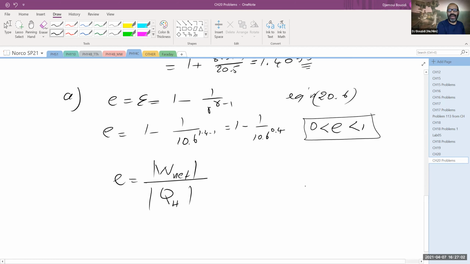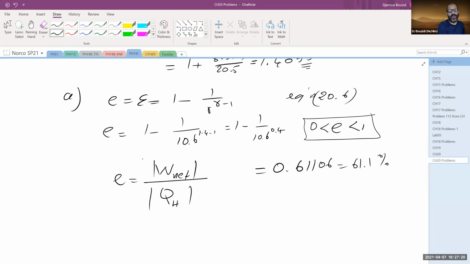So the value I'm getting in here is 0.61106, I'm sorry, which is 61.1%. That is the efficiency of this engine. But I'm not asked about the efficiency. I wanted to find the work.